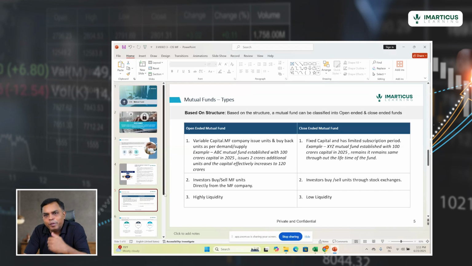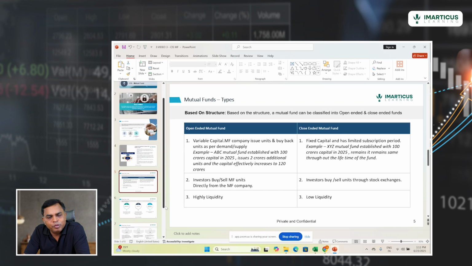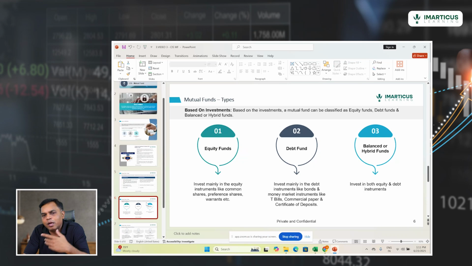Now second, based on the investments the mutual funds make, they can be classified as equity funds, debt funds, or balanced or hybrid funds. Equity funds are those mutual funds which invest predominantly in equities and indexes. Second is the debt fund, which invests in fixed income securities like bonds, treasury bills, etc. The third type is called balanced or hybrid, which invests in both equities and fixed income. So based on the investments made, a mutual fund can be classified as an equity fund, debt fund, or balanced fund. So that's about the types of mutual funds.